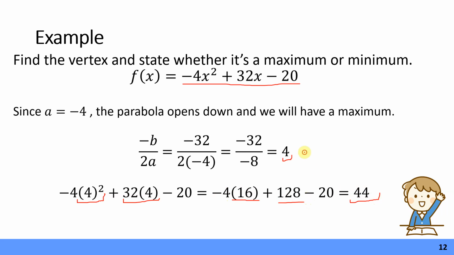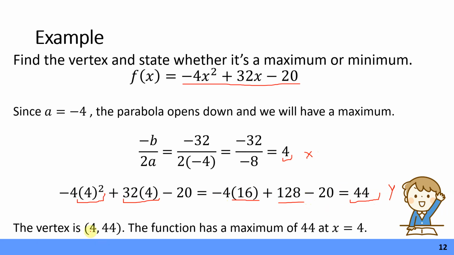By now you should know this is going to be your x value and this is your y value. So that means that my vertex is (4, 44), and the function has a maximum of 44 at x equals 4. I might have lost you there, right? So just make sure you write that down. The vertex is (4, 44) because that's what I got.